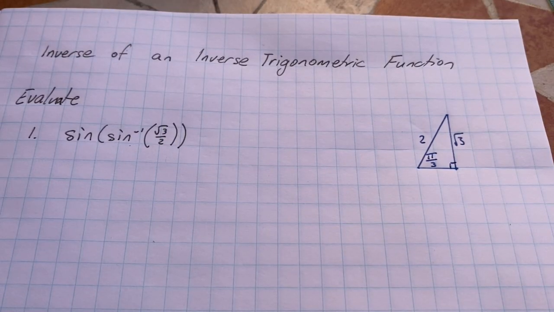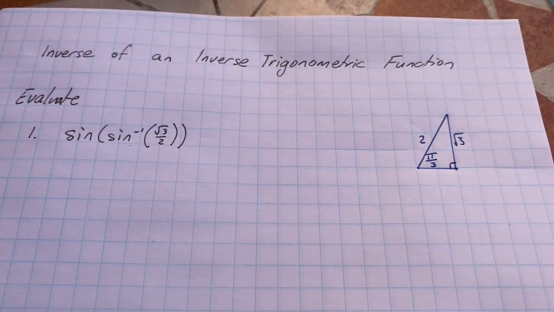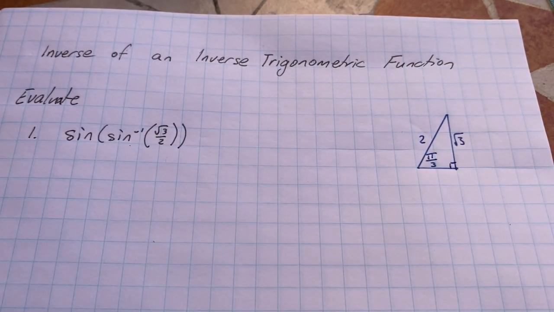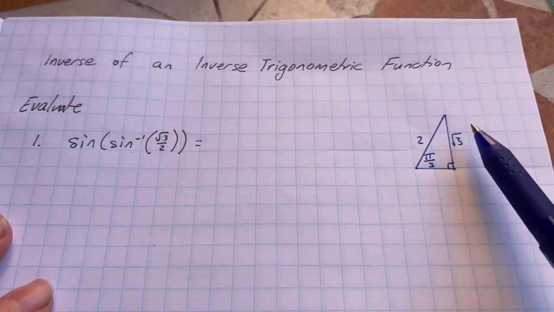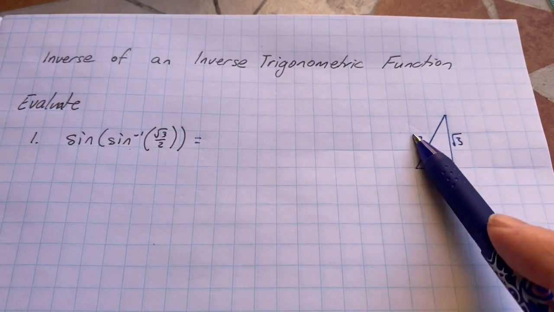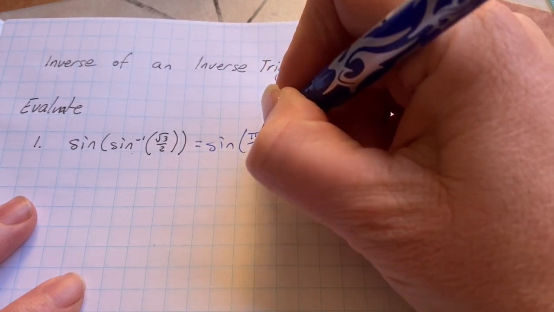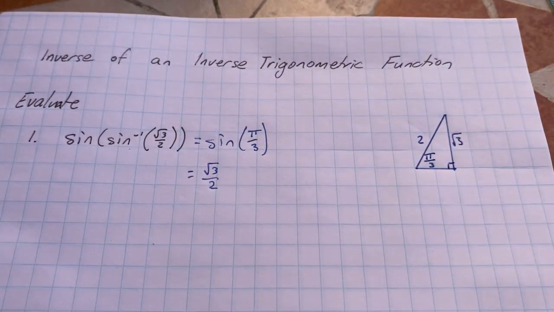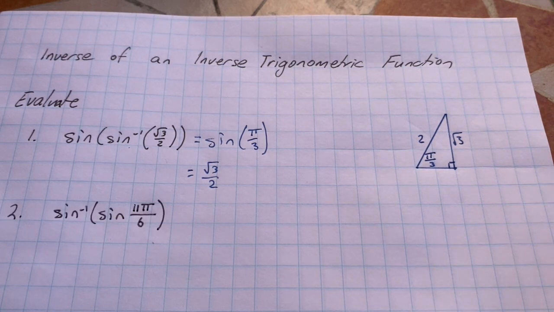Okay, so we're looking at the inverse of an inverse trig function. So we're asked here to evaluate sine of sine inverse root 3 on 2. Now, sine and sine inverse cancel each other out, but you do have to be careful because of the limited domain and range of these things. Let's just evaluate this and see what we get here. So sine inverse of root 3 on 2 is pi on 3. So that's equal to sine of pi on 3. And of course, sine of pi on 3 equals root 3 on 2. So, hey presto, the sine and the sine inverse cancelled each other out. Okay, so let's try this one.